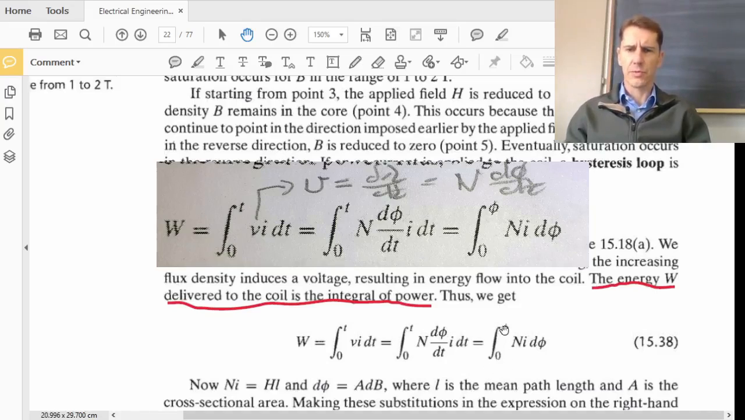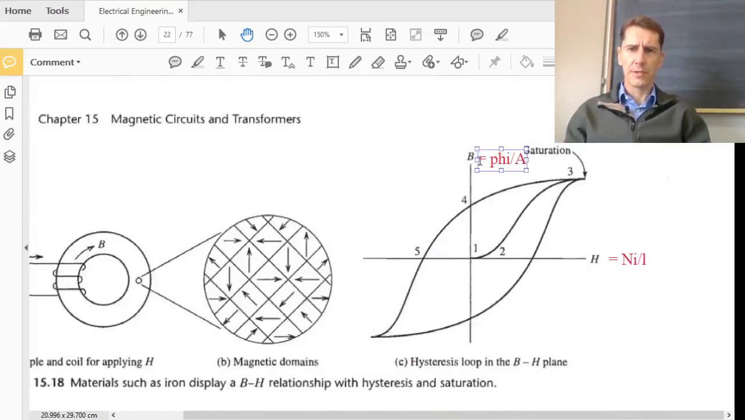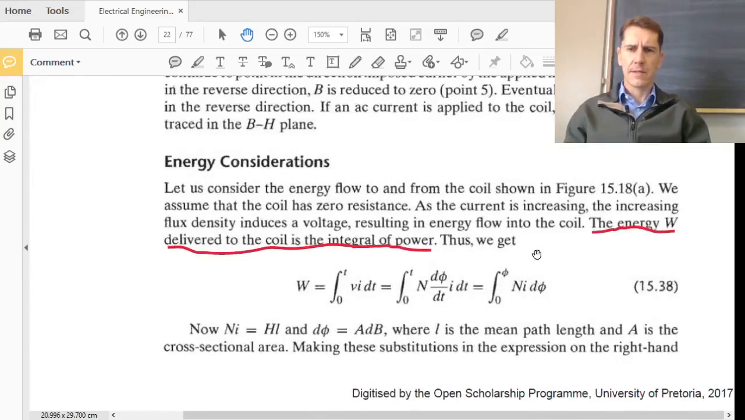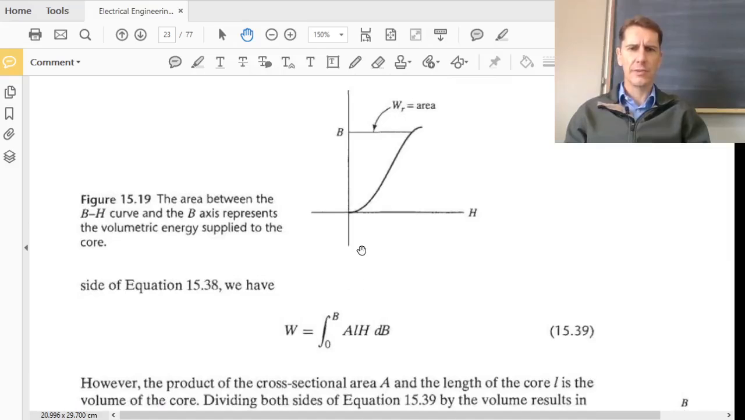So we integrate from 0 to phi, but remember, flux is related to flux density. So Ni d phi. What we're busy doing here is integrating along our B-axis. Okay, and that's what they're doing over here. So the Ni they replace with Ampere's law with HL. D phi becomes A dB because flux equals B times A. And that then changes our equation so that we're actually integrating on the B-axis relative to flux density, A L, area times length times our field intensity.